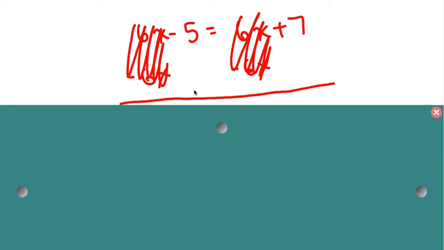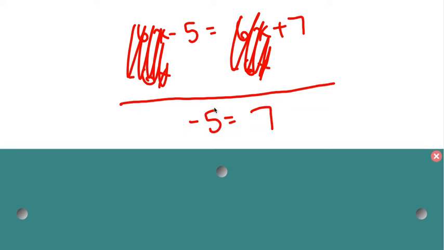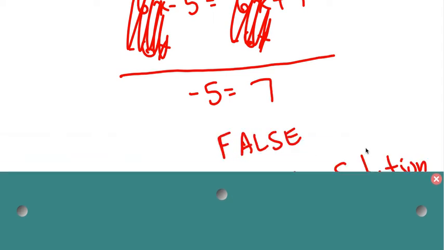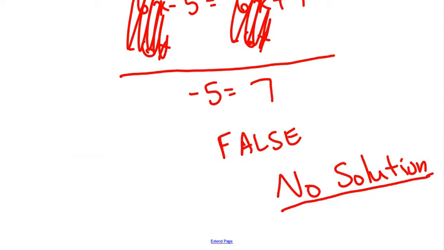So I am now left with a statement that says negative 5 is equal to 7. Is that true or false? That is false. If it's false, your answer is no solution. We're just stating that this is a false equation. It's a false setup here. Negative 5 is not equal to 7. My answer is no solution.